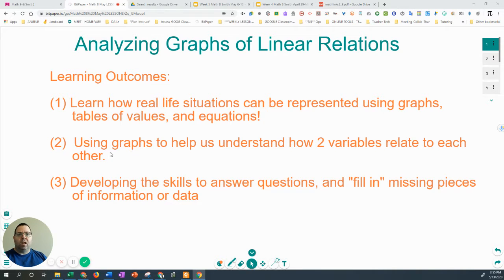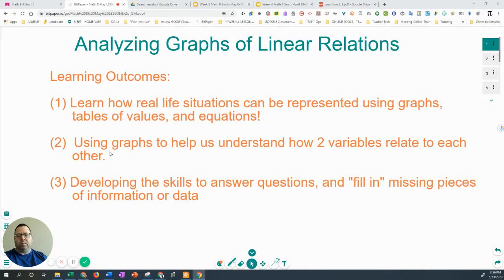So it could be anything. It could be hours worked versus how much I get paid. It could be amount of rain versus how much a plant grows, or how much sunlight versus how much a plant will grow, right? We're talking about two variables that may or may not be dependent on each other. This is a little bit of science. So we're trying to relate two things, okay? The cost of renting something per hour, okay? Two concepts that we're relating.